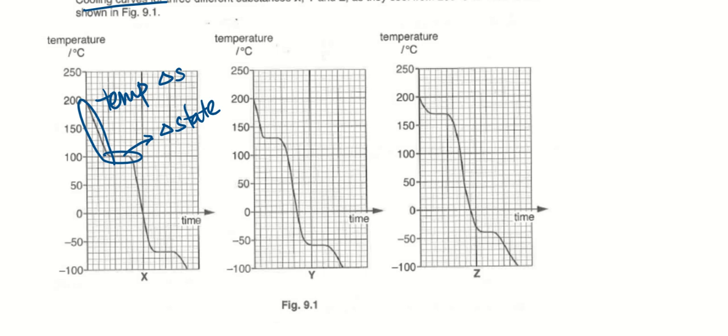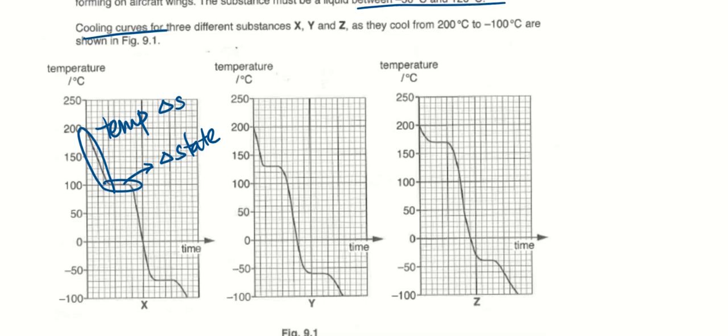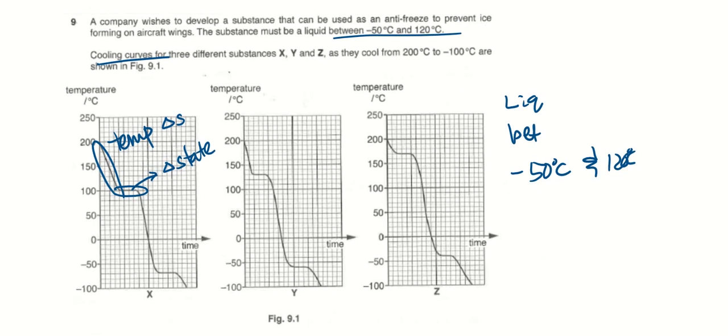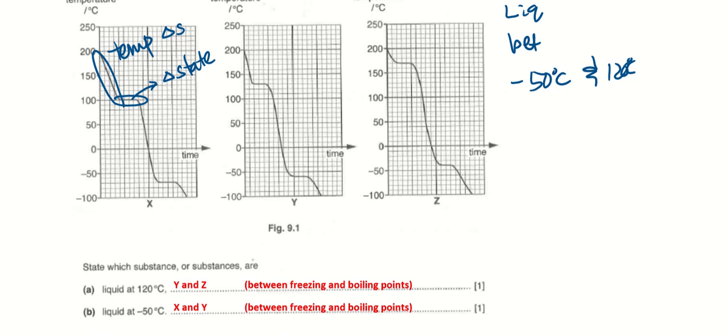Okay, so we have three substances X, Y, and Z. And our requirement is that it must be a liquid between -50 and 120. So which of these suits? It is a liquid at 120. So this one you just read.